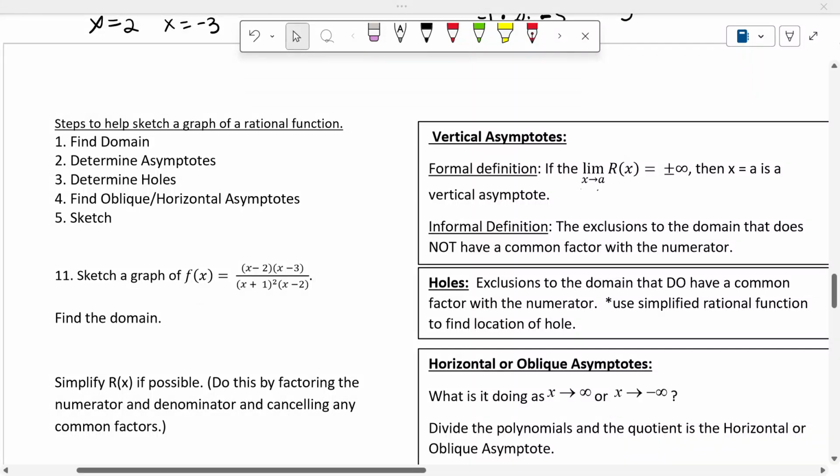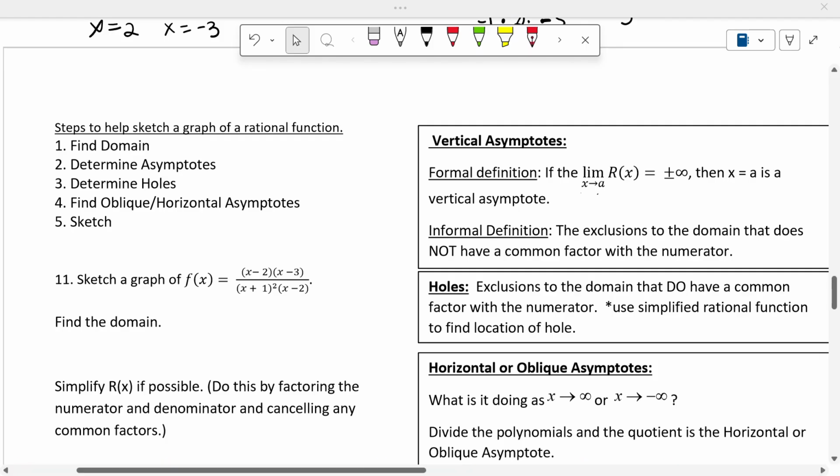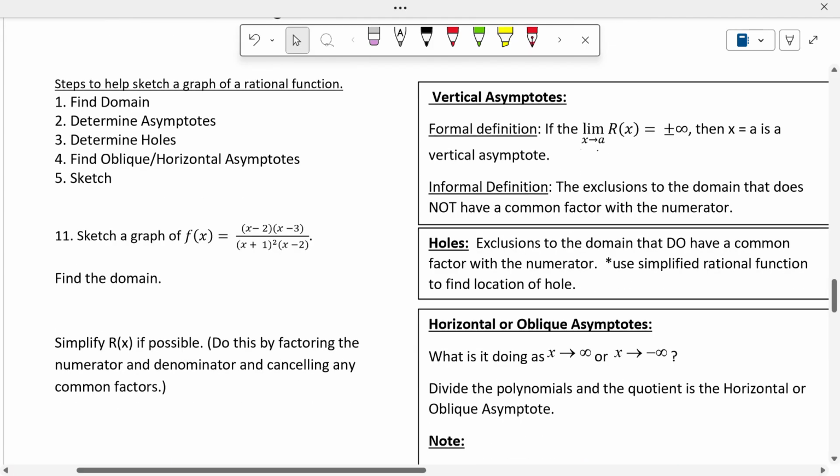Let's put all of our knowledge to use to find and sketch this rational function right here. So what we have is f of x equals (x minus 2)(x minus 3) over the quantity (x plus 1) squared times the quantity (x minus 2). We're going to graph all that following these steps: domain, asymptotes, holes, vertical asymptotes, horizontal asymptotes, and then we're going to sketch it. We're going to put all of that together.